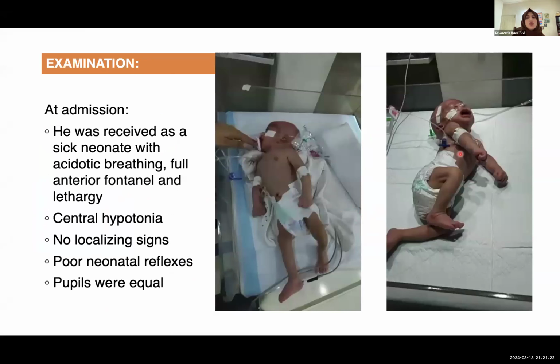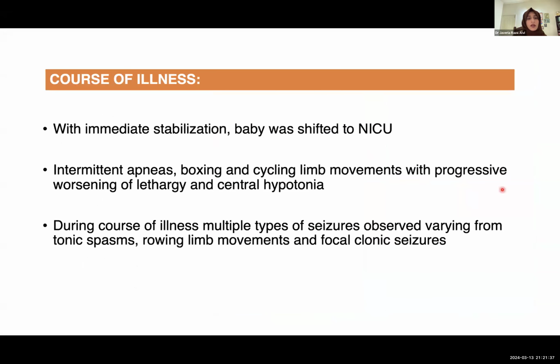So he had episodes of tonic movements of the limbs, sometimes upper and sometimes lower, with fisting, but there was no cyanosis and there was no uprolling of eyes or a staring gaze. When these episodes were over, the child was centrally hypotonic in between. During the NICU stay, we also observed intermittent apneas, boxing cyclic limb movements, with progressive worsening in lethargy and central hypotonia. And during the course of illness, after the 10th day of life, there was also a change in the seizure semiology, progressing to tonic spasms, roving limb movements, and focal clonic seizures.